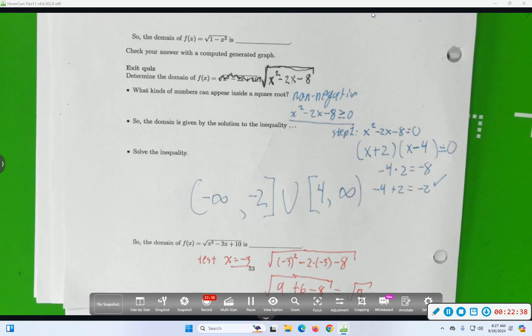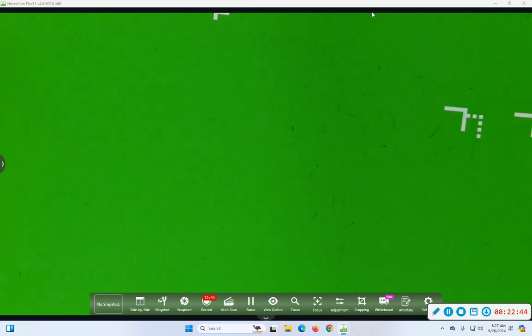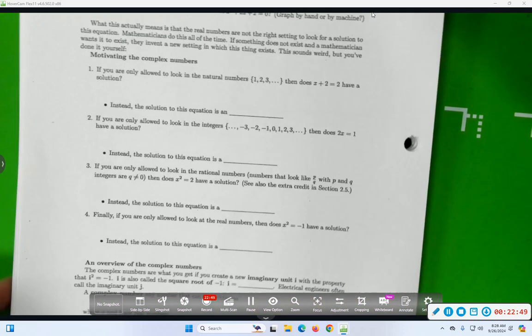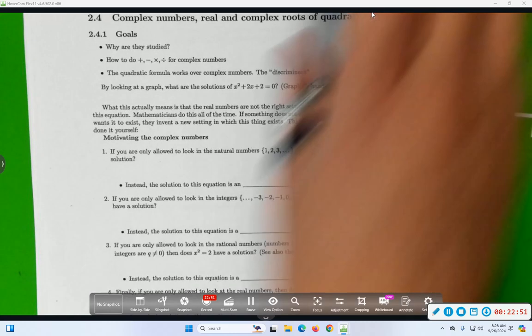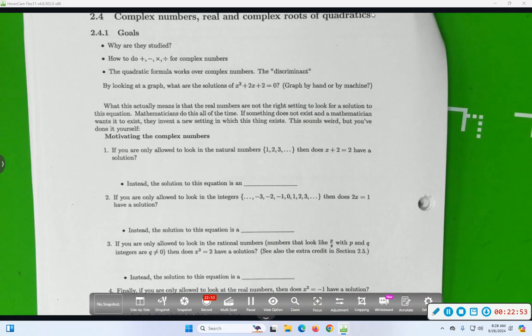All right. People feeling good about quadratic inequality? Nice. So, we're coming up on the end of this pack of notes. Last thing I want to hit is a few things about complex numbers.